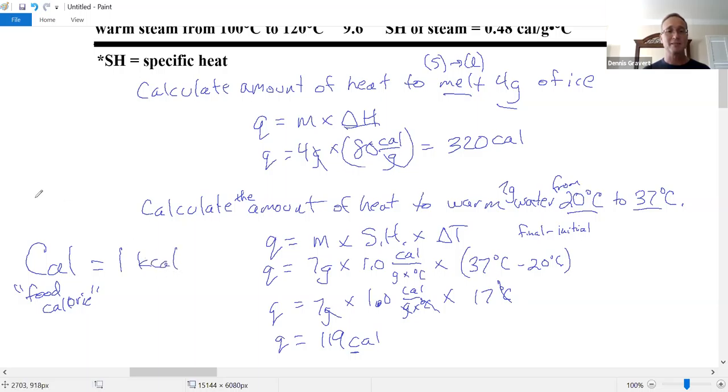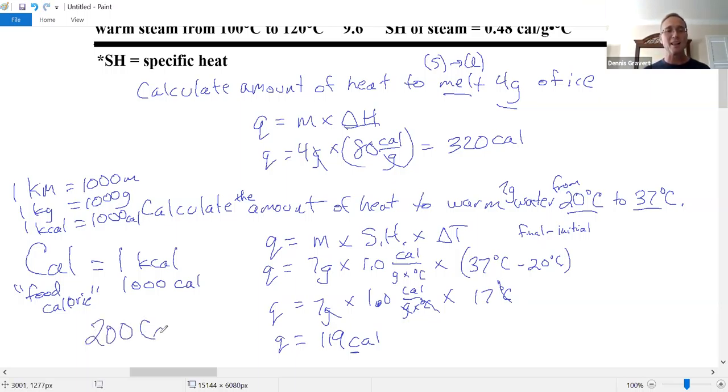And what's a kilocalorie? Well, what's a kilometer? 1 kilometer is 1,000 meters. What's a kilogram? It's 1,000 grams. What's a kilocalorie? It's 1,000 calories. Okay, calories, sorry, not two L's. So if a candy bar has 200 food calories in it, it really has 200,000 scientific calories. Yeah, melting that or warming up that water in your mouth is not taking much of a dent off of the calories in that candy bar.